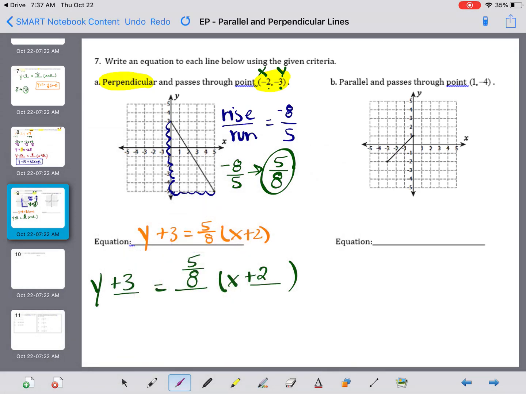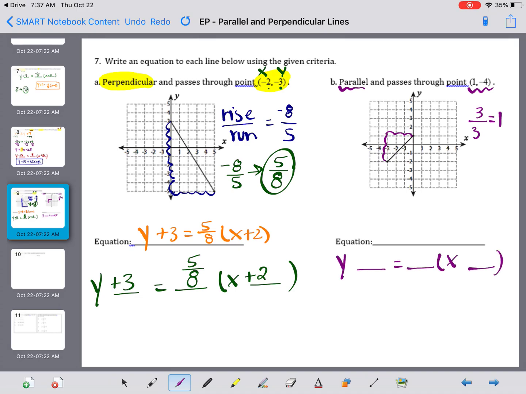For B, we're going to write an equation of a line that's parallel to the line below and passes through that point. Well, parallel lines have the same slope, so we just need to find the slope of the line below, and that will be the slope of our new line. So our rise is 1, 2, 3. We went up 3, so it's positive. Our run is 1, 2, 3. We went right 3, so it's positive. And 3 over 3 is 1. So the slope of our original line is 1, so the slope of our new line is going to be 1. So we write our equation.